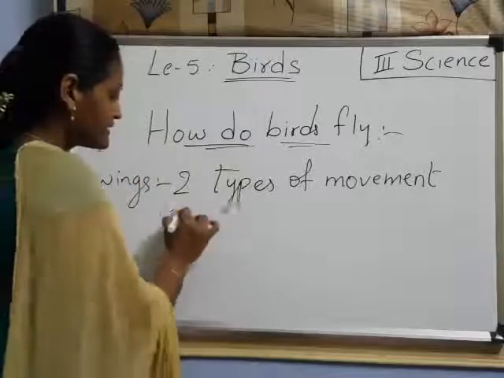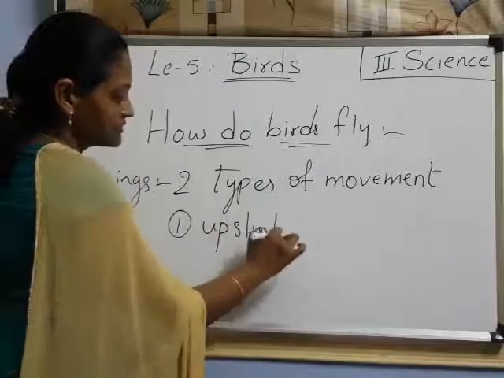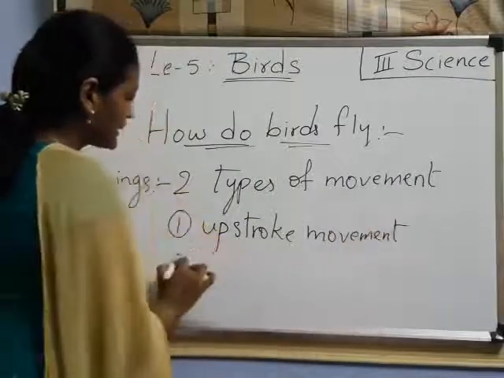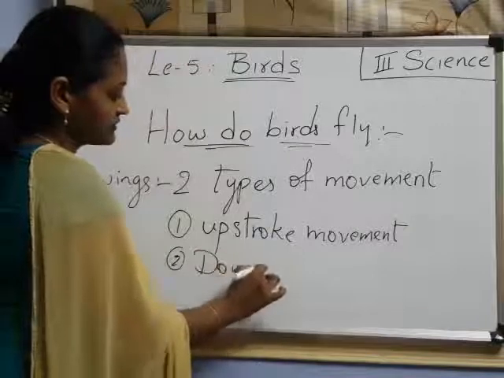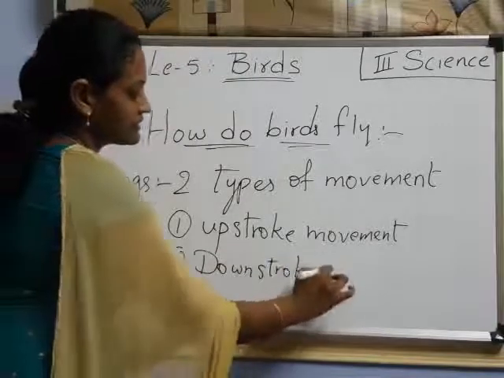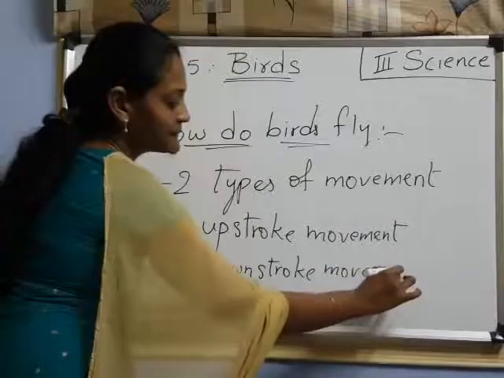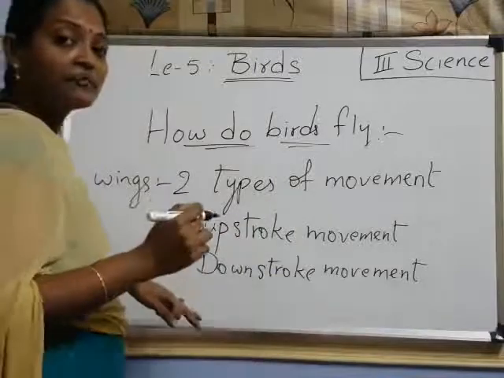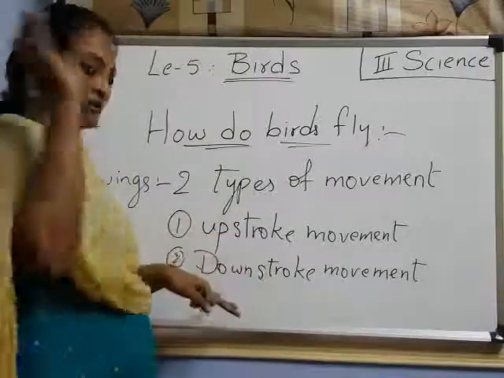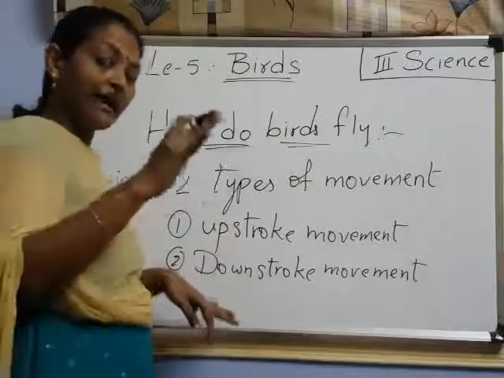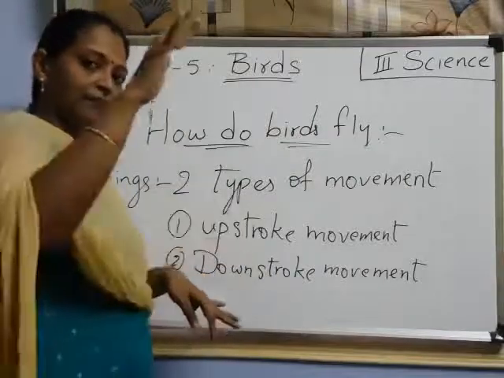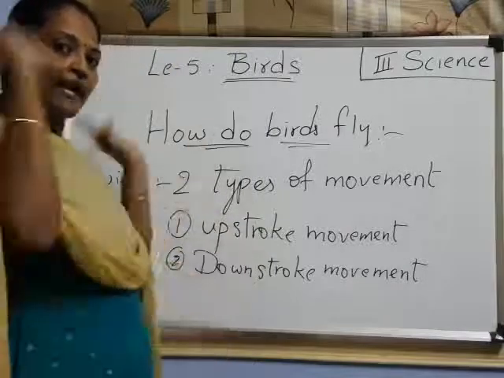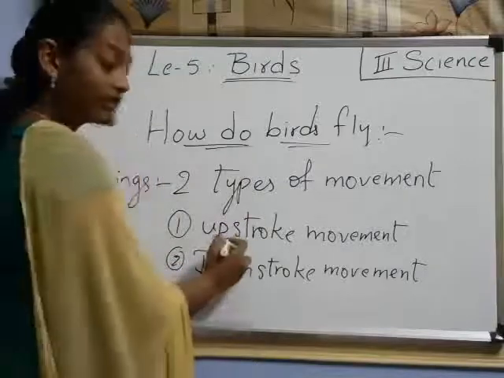One is, we call it as upstroke movement. Another one we call it as downstroke movement. Okay, children, these are the two types of movement shown by the bird when they are flying. Now upstroke movement means wings are moving up and backwards. Understood? Like this, up, backwards. Got it? The wings are showing movement up and backwards. That type of movement we call upstroke.